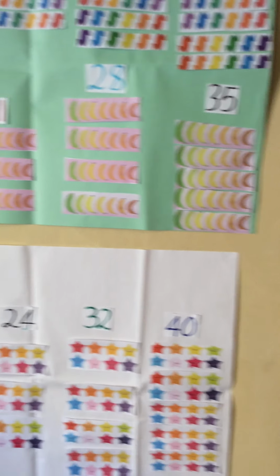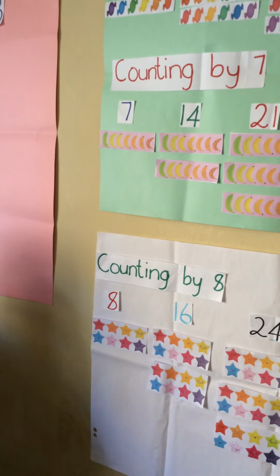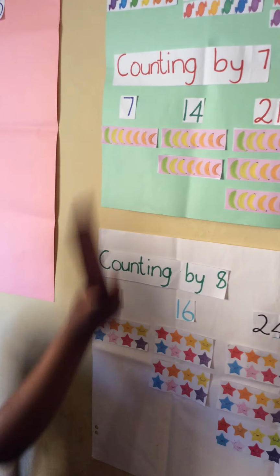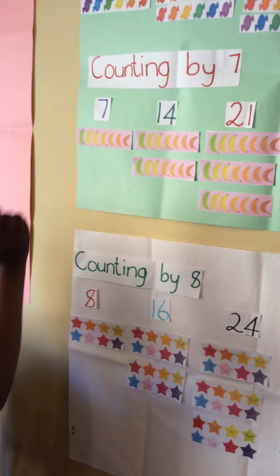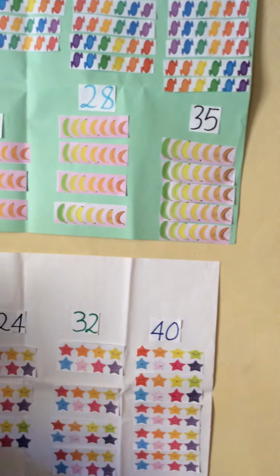So let's count together how many bananas you got each and every day. On Monday, 7. 7, 14, 21, 28, and 35.